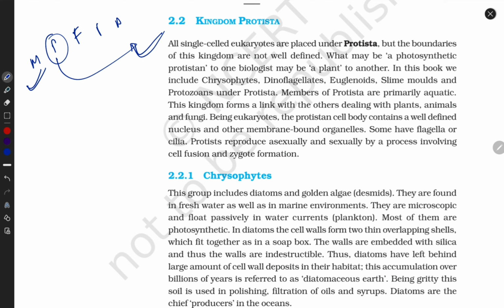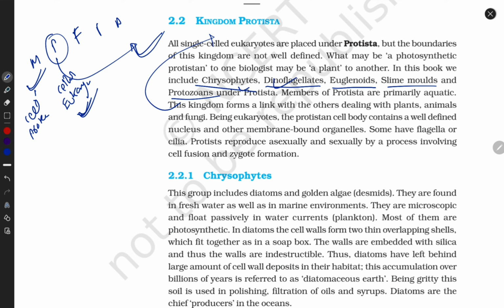Now guys, Protista are also cellular, but they have a true nucleus. Monera are cellular but don't have a nucleus, but Protista are cellular and have a true nucleus. Now there are classes: Chrysophyta, Dinoflagellates, Euglenoids, and slime molds. These are the parts of Protista. One by one I will explain all of these.